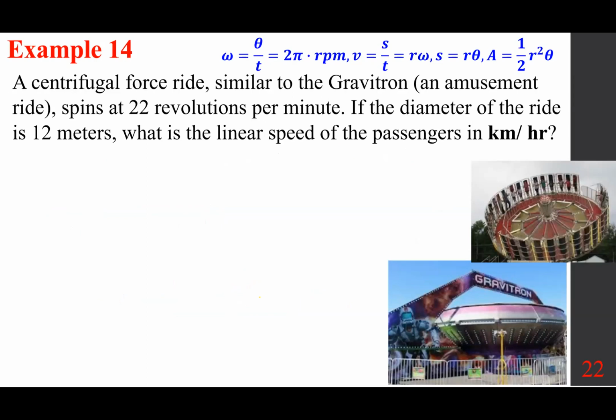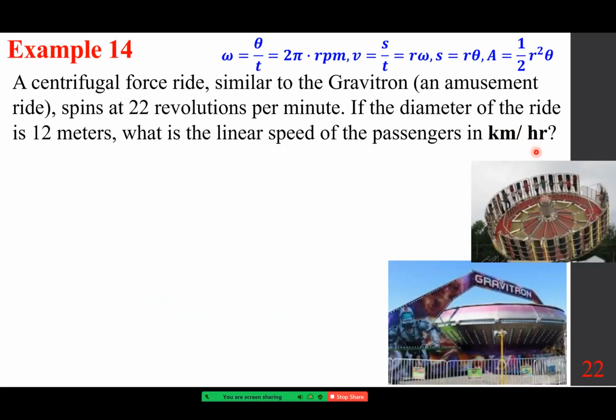All right, a centrifuge or a centrifugal force ride similar to the gravitron, an amusement ride, spins at 22 revolutions per minute. If the diameter of the ride is 12 meters, what is the linear speed of the passengers in kilometers per hour? Again, this one has to be taken care of at the end. It's just a conversion. We don't worry about that for now.